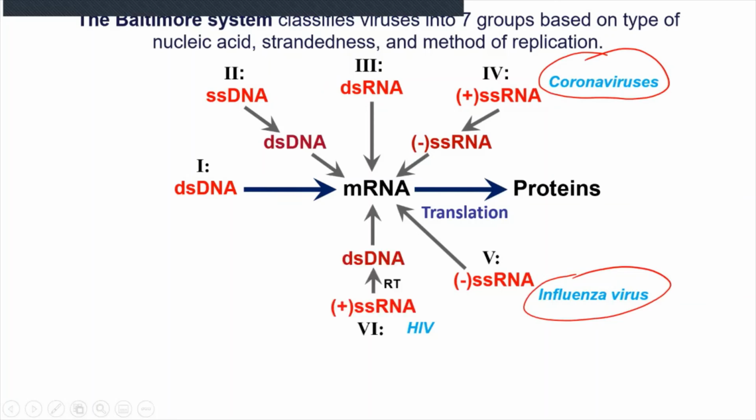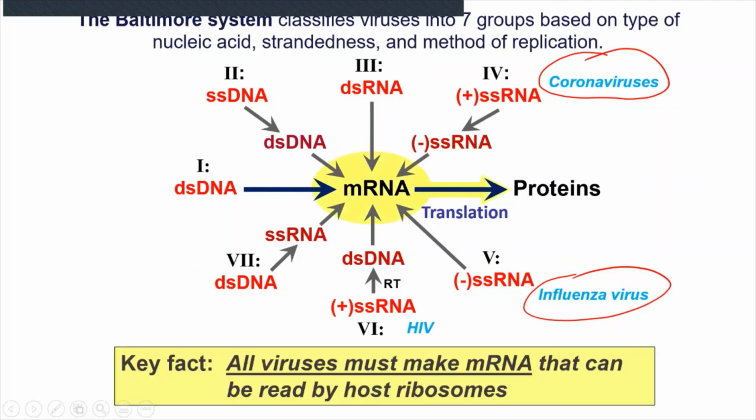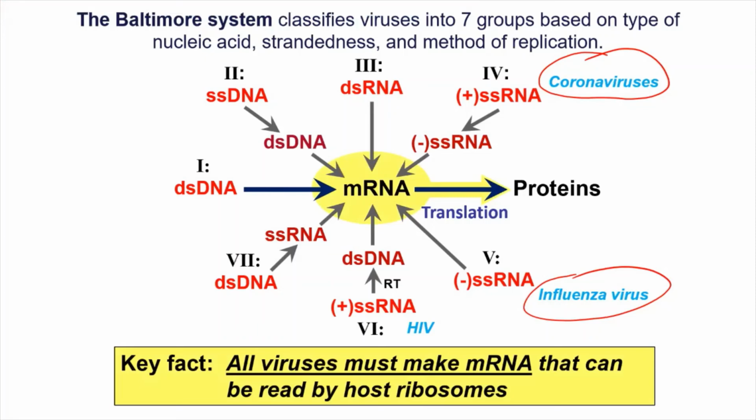There's also HIV. HIV kind of does something weird where it starts off with RNA, and then it uses RNA to make single-stranded DNA, and then that's used to make messenger RNA. Kind of weird, but it's working for HIV, so we know it is a valid strategy. And then lastly, there are some other double-stranded DNA viruses that have an extra step in it, so they're their own group 7. So what's the key point here? The key point is that all viruses have to make messenger RNA, and there's different strategies on doing so. You can have DNA or RNA genomes, and those genomes can be single-stranded or double-stranded.